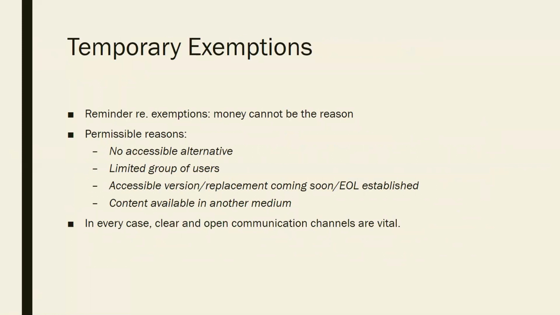Just some sort of final thoughts about exceptions or exemptions. Money can't be the reason why. It would be too expensive for us to purchase the accessible version, or it would be too expensive for us to make this accessible. That's not something that a university can successfully argue. I've already sort of outlined some of the permissible reasons that were in the handout.